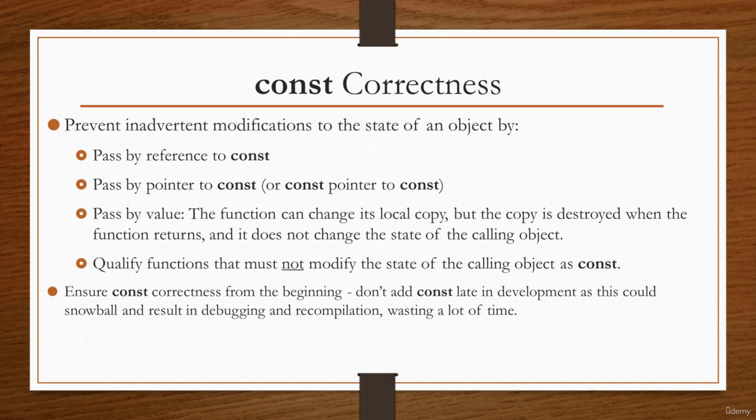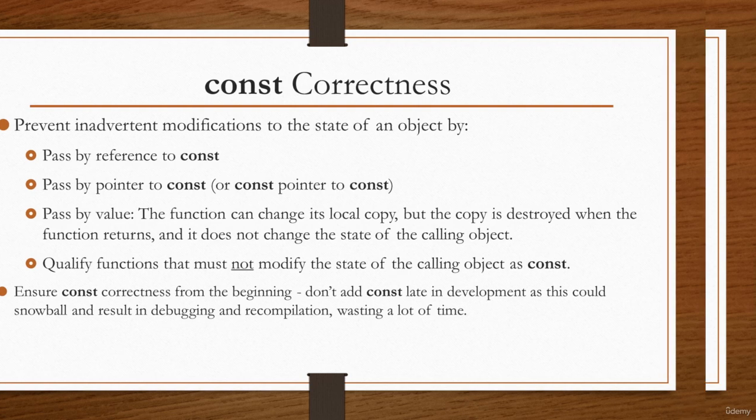From some of the examples, we've seen that if you add const later on, then that could have a snowball effect, resulting in debugging and recompilation to see if that works. And that'll waste development time, of course. So for example, you can qualify one function as const, and then when you compile it can get an error because some other function that you use is not qualified as const, and so on. So you want to try and be const correct right from the start.